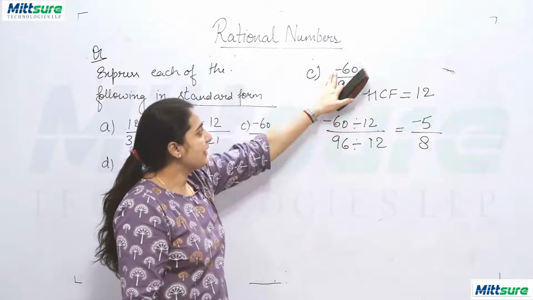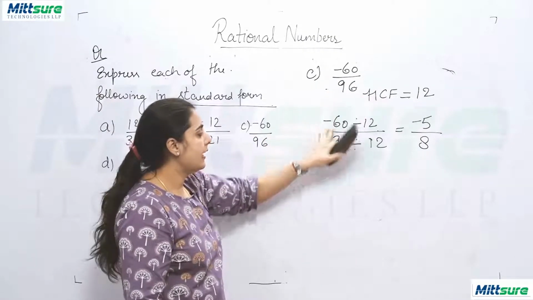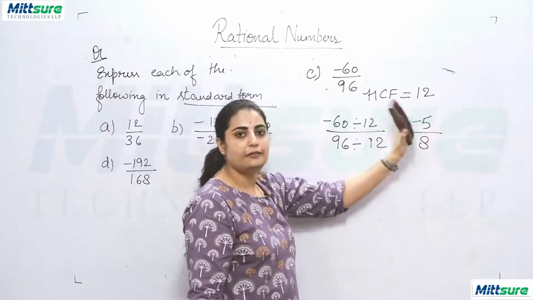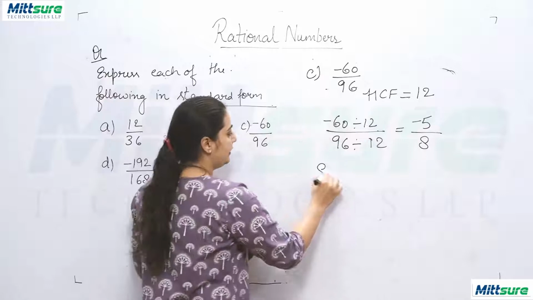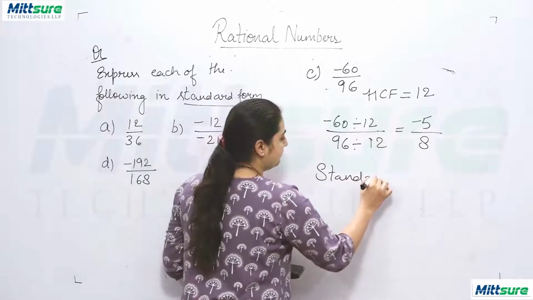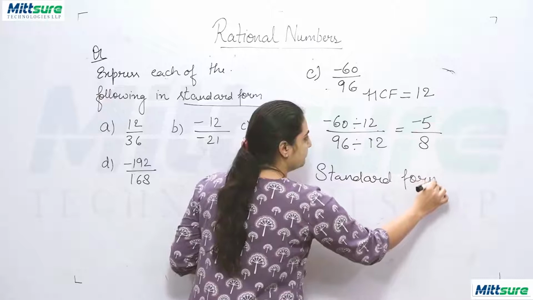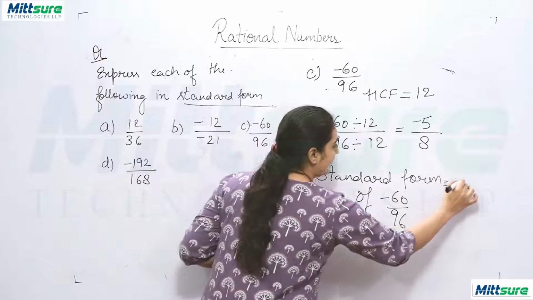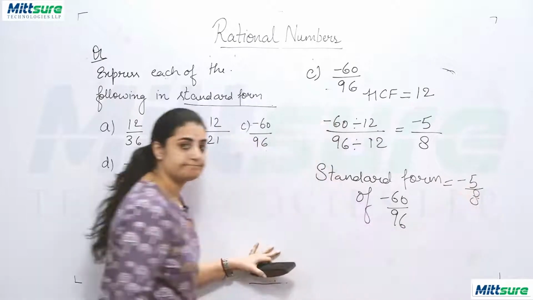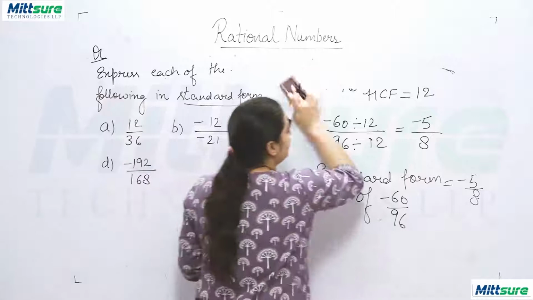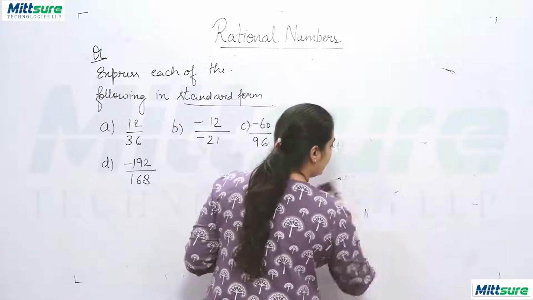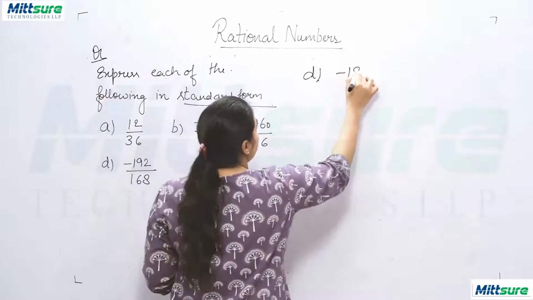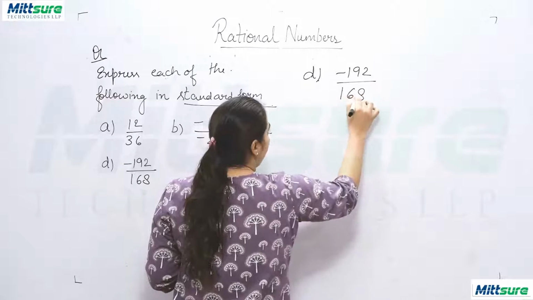So the rational number minus 60 upon 96 has been reduced to minus 5 upon 8, and this is the standard form of the given rational number. So this is the standard form of minus 60 upon 96: minus 5 upon 8. Okay. The other question is a 3-digit rational number. So the last example for this is minus 192 upon 168.